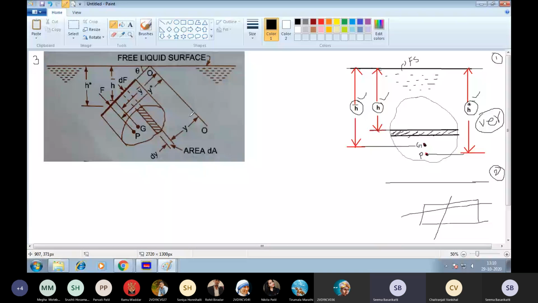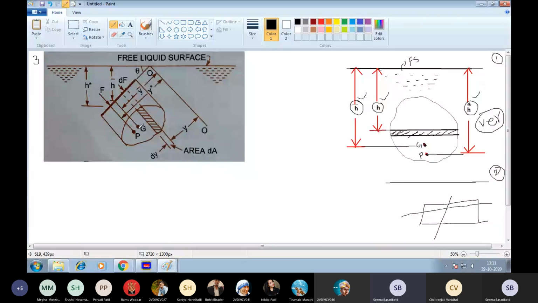So this was a vertical surface. Now I have kept this vertical surface inclined so that it can make an angle theta with respect to this axis. Okay, so now the center of gravity is above the center of pressure. So this is G, which indicates center of gravity. P indicates center of pressure.